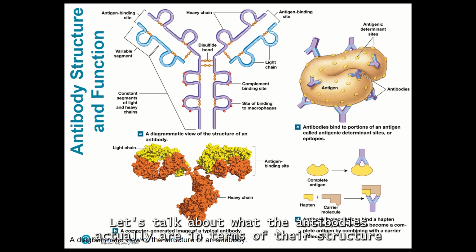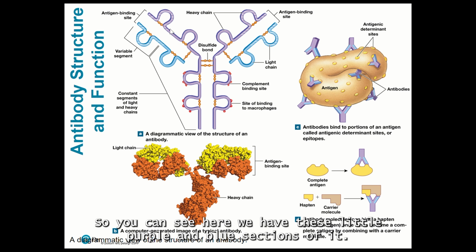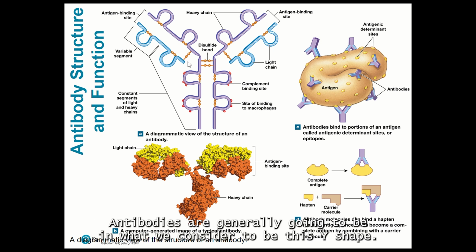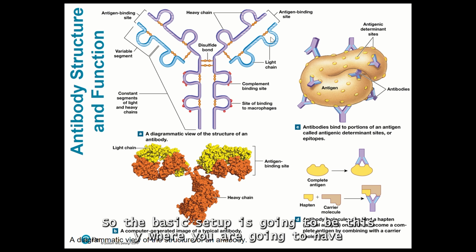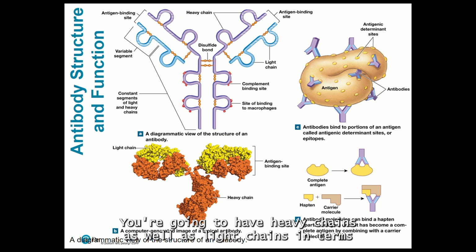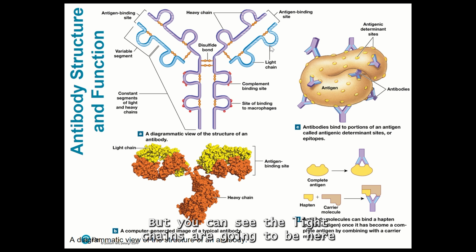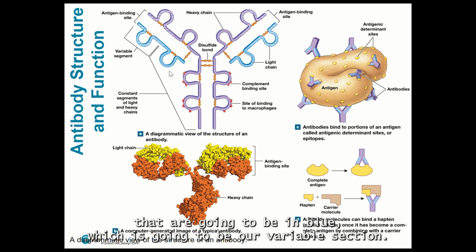Let's talk about what the antibodies actually are in terms of their structure, and then what they're doing for our immune response. So you can see here we have these little purple and blue sections of it. Antibodies are generally going to be in what we consider to be this Y shape. So the basic setup is going to be this Y, where you are going to have variable segments as well as constant segments. You're going to have heavy chains as well as light chains in terms of how they are structured.